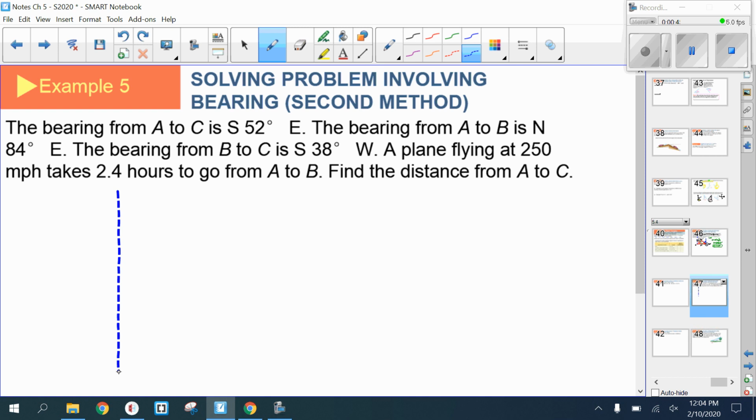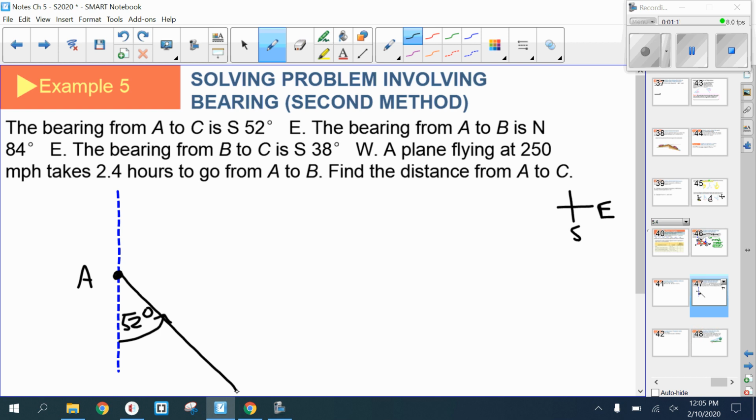It says south 52 degrees east. So remember, here's south, here's east. Start with south, and you're going to go 52 degrees to the east. So let's put A right here. From A to C, C is going to be on that line somewhere. We'll put that in later.